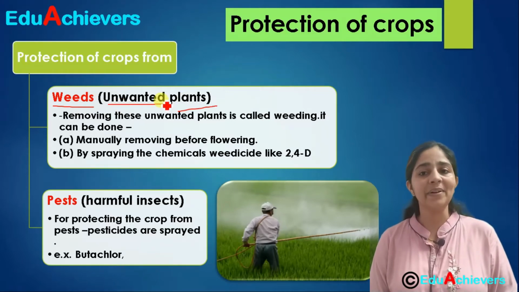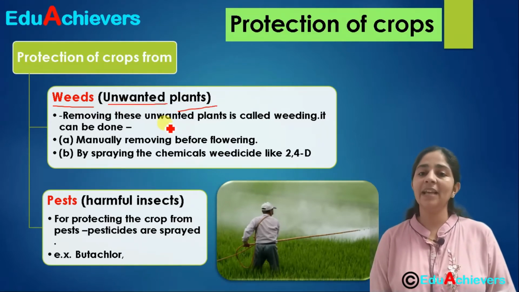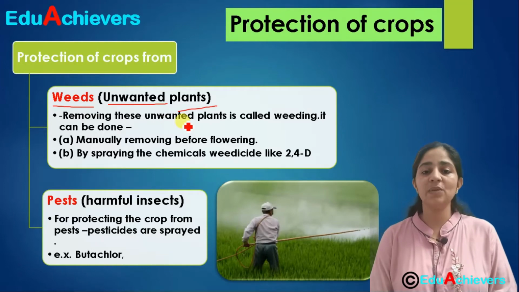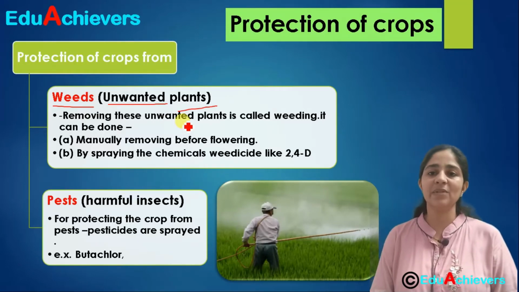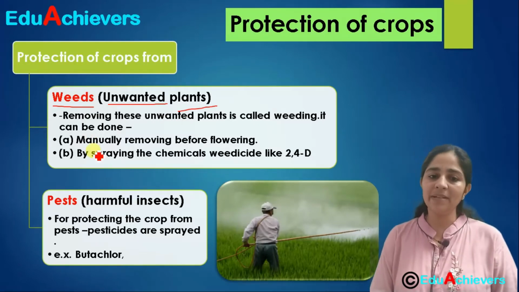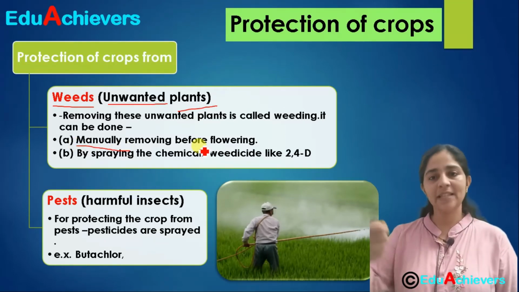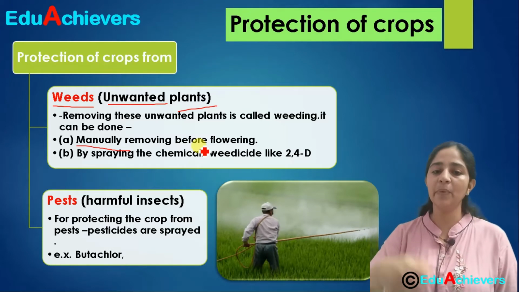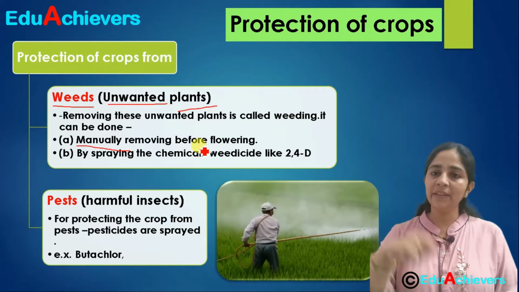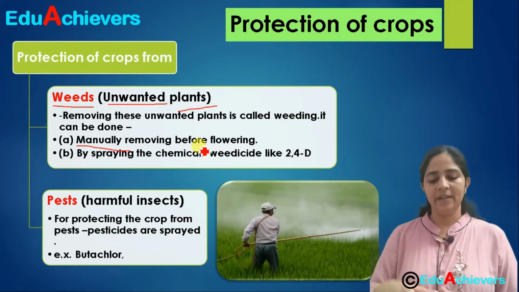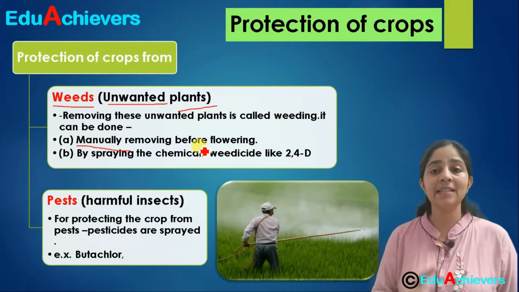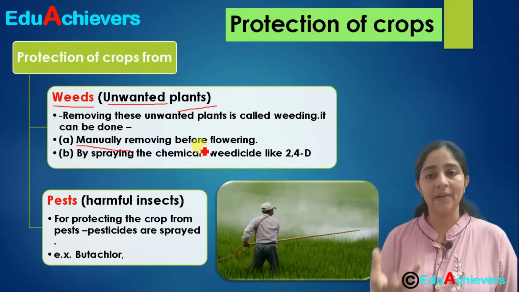So weeds are unwanted plants, and how can they be removed? This process of removing unwanted plants is called weeding. And how can it be done? Either it can be done manually, that is using hands. They are plucked, that means uprooted either with the roots or closer to the ground, and this has to be done before the flowering.